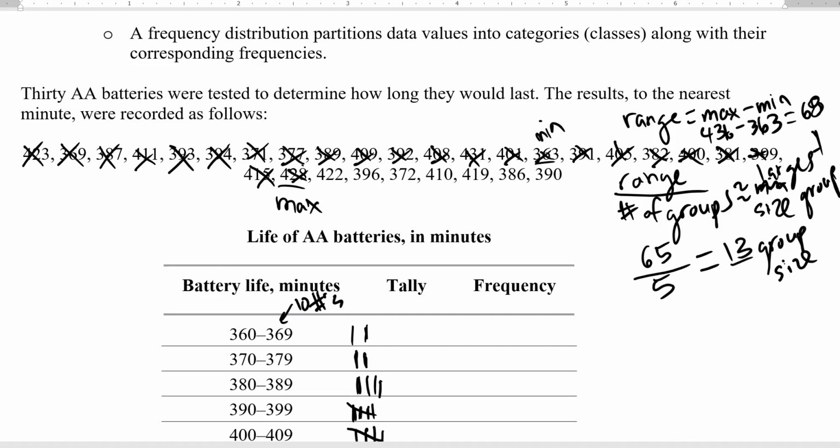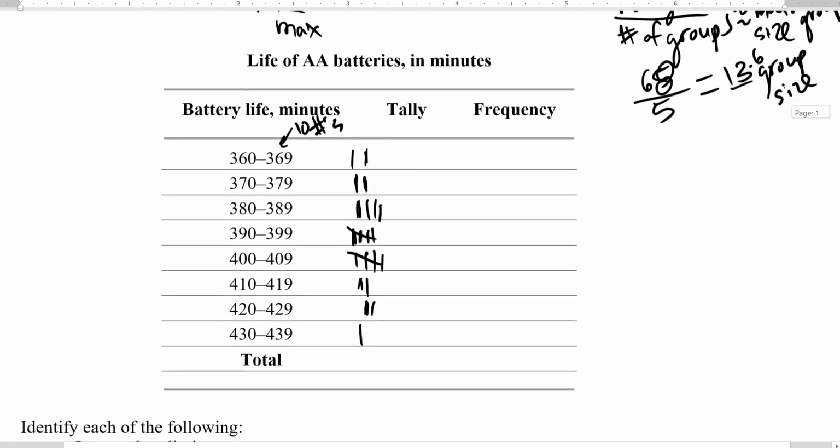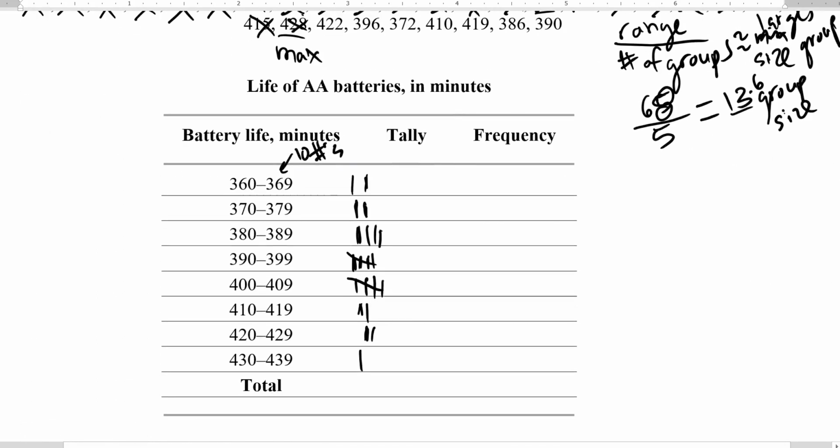And 68 divided by 5 would be 13.6. And we're not going to set the group size to 13.6. That's kind of ridiculous. So what we do is we set the group size a little smaller so that we have more groups. We'll have at least 5 groups. Okay? All right, so fixed that.